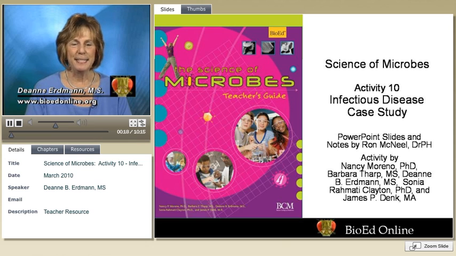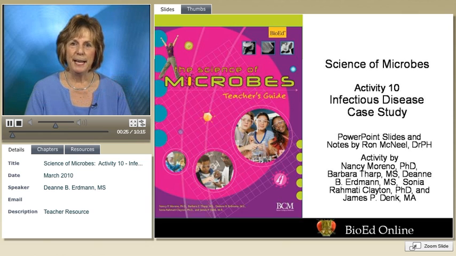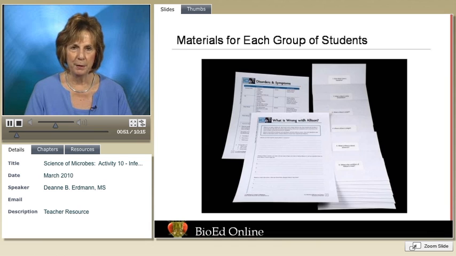Infectious disease case study is the 10th activity in a unit called the Science of Microbes. And of course, this activity is aligned with the national standards. In this activity, students are going to use evidence to determine whether a patient has a cold, the flu, or some other type of infection. So this is a little bit of a mystery for them to get into and decide what our fictitious patient named Allison might actually have, or what might be wrong with her.